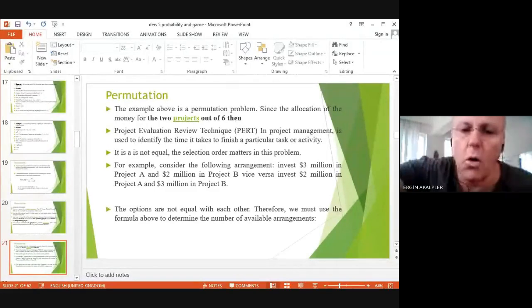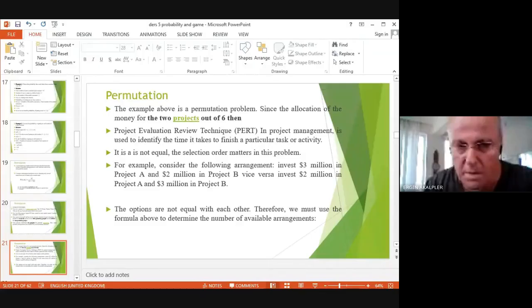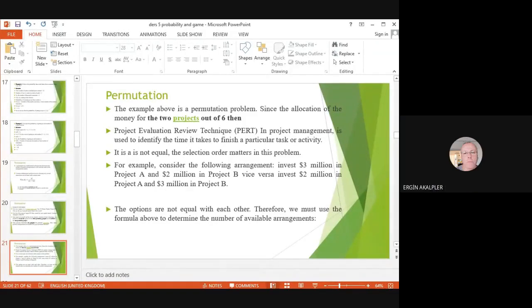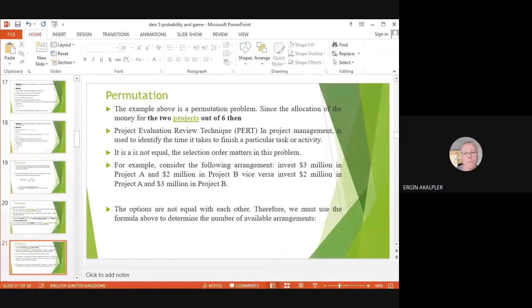It is not equal, as I mentioned to you, the selection order matters. Due to this reason, you have to consider the following arrangement: investing 3 million in project A and 2 million in project B, or vice versa, investing 2 million in A and 3 million in project B. As I said to you, this is required to be solved with the matrix formula and matrix concept. The options are not available, therefore we must use the formula above to determine the number of available arrangements.